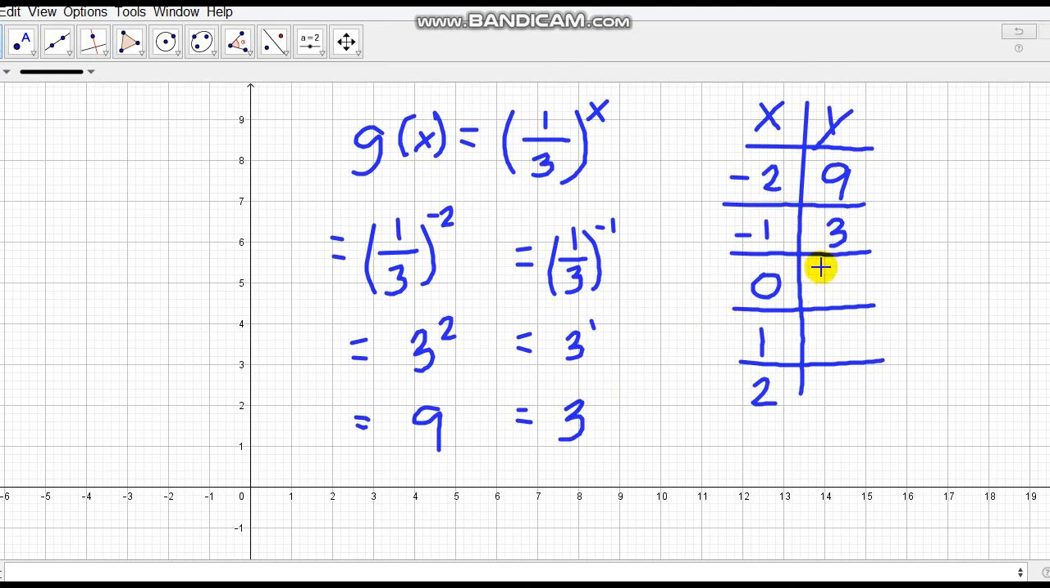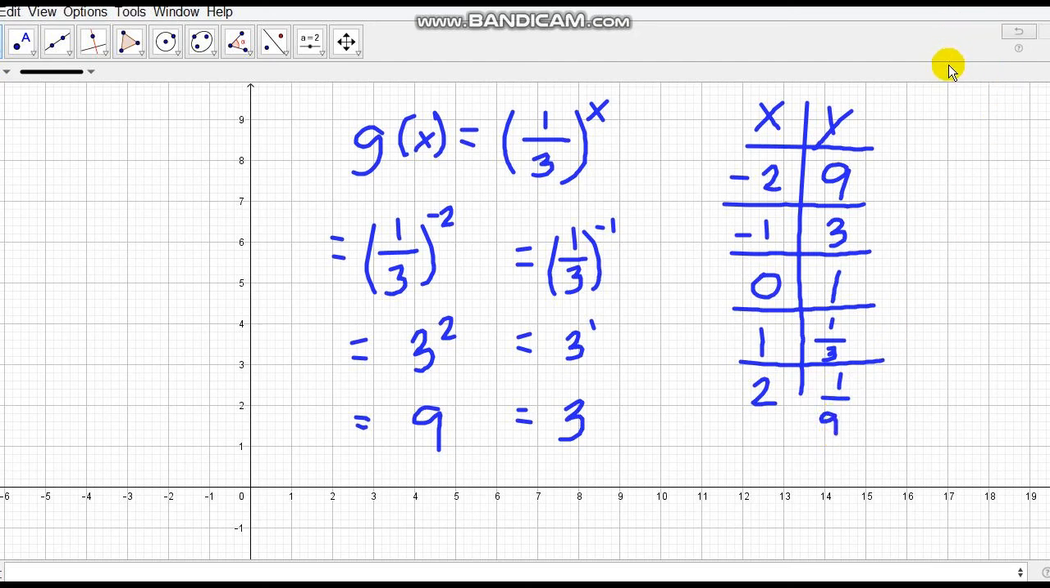I leave it up to you to solve for the value of y when x equals 0, 1, and 2. You try to work out the solutions of those. But anyway, the value of y if x is 0 is 1. The value of y if x is 1 is 1/3. And the value of y if x is 2 is 1/9.